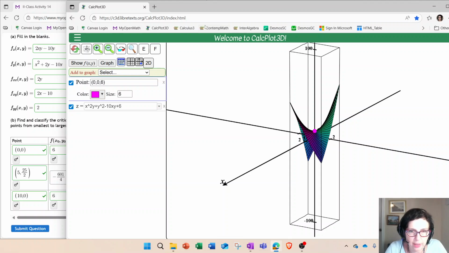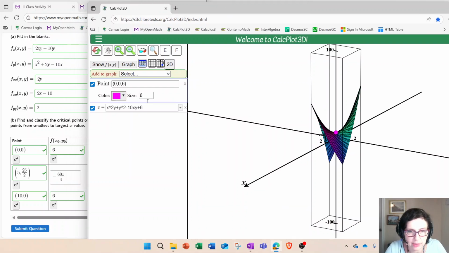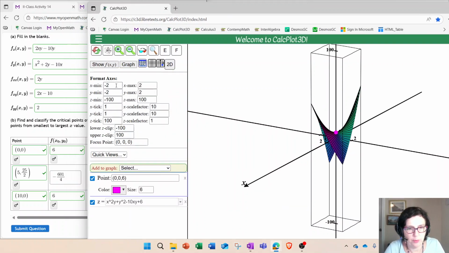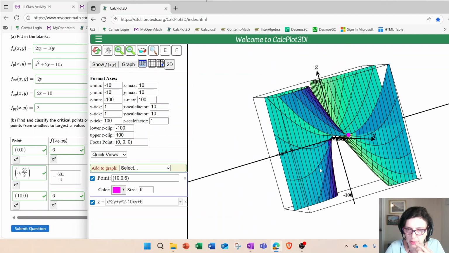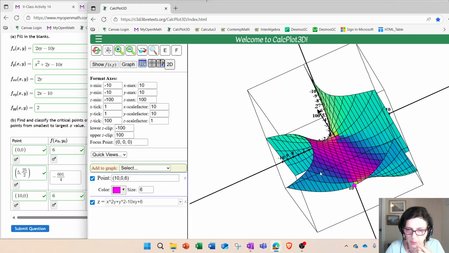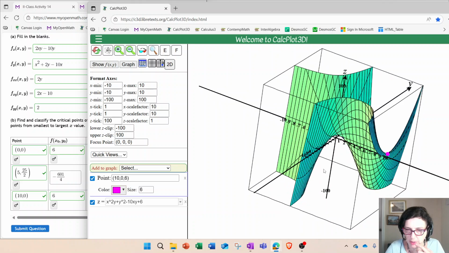I do not think I'm going to be able to see this other point. Well, I can see 10, 0, 6, maybe, but I have to mess with these. Let's see if I change this to that. So can I put the point 10, 0, 6 and see what that is? It's kind of hard to see. It's supposed to be a saddle point, right? Because it's supposed to be a max from one side and a min from another side, and it looks like that's what it is.